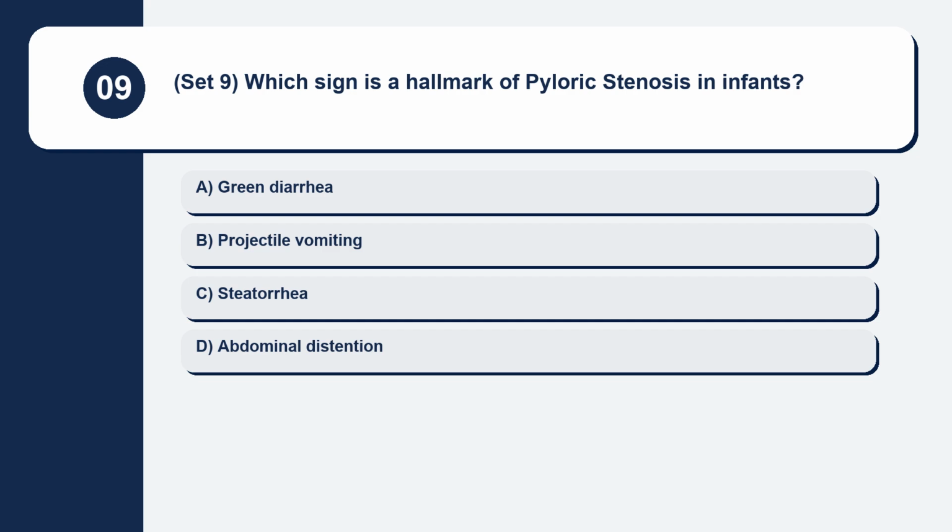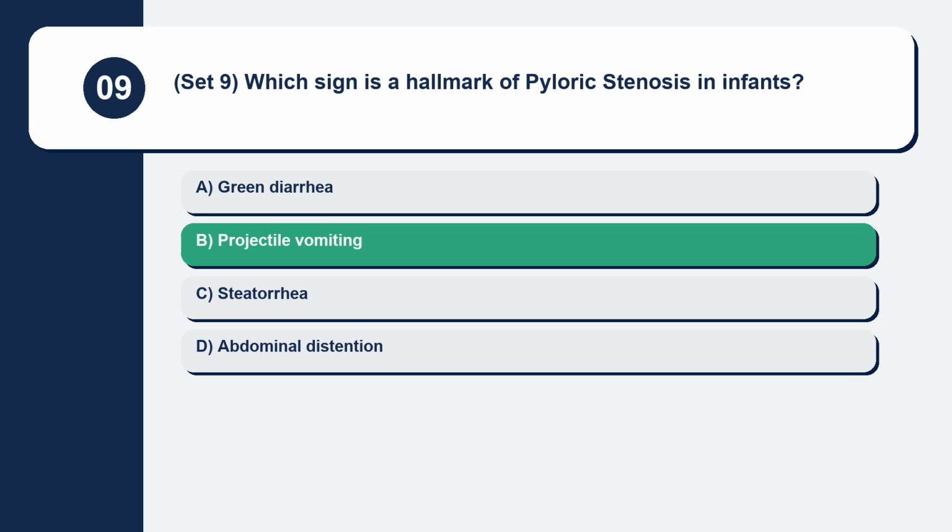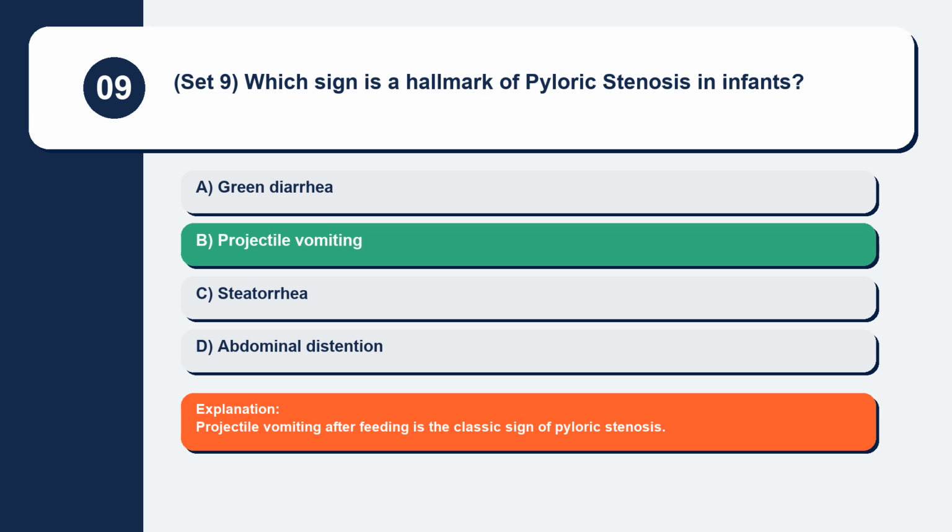Question 9. Set 9. Which sign is a hallmark of pyloric stenosis in infants? Green diarrhea, projectile vomiting, steatorrhea, abdominal distension. Projectile vomiting after feeding is the classic sign of pyloric stenosis.